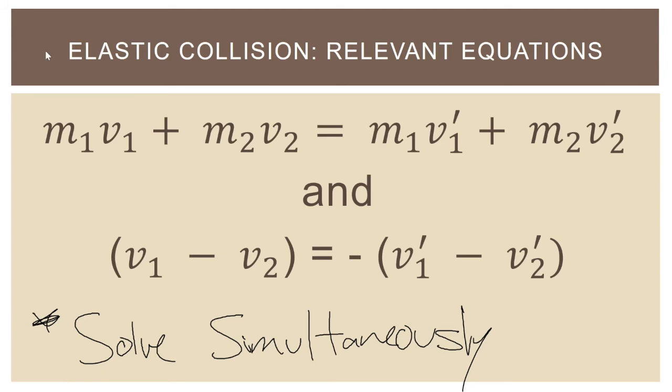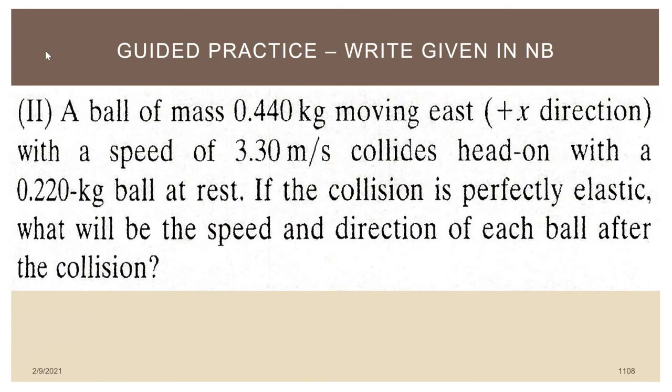Let's take a look at a problem. This problem here says a ball of mass 0.440 kilograms moving east, so in the positive x direction, with a speed of 3.30 meters per second collides head-on with a 0.220 kilogram ball at rest. If the collision is perfectly elastic, what will be the speed and direction of each ball after the collision?